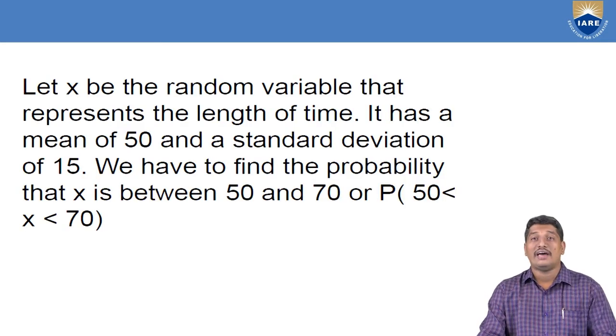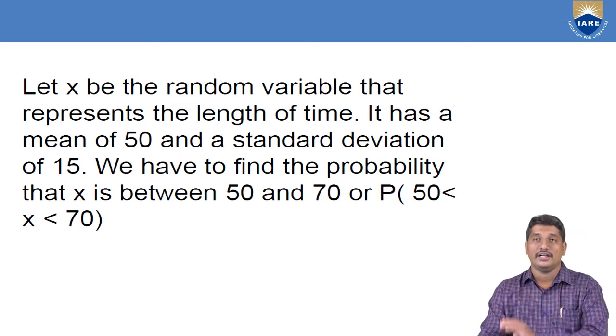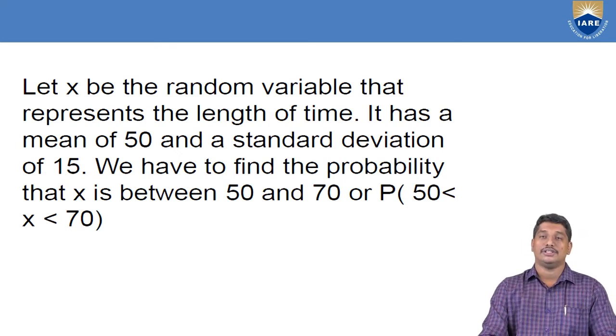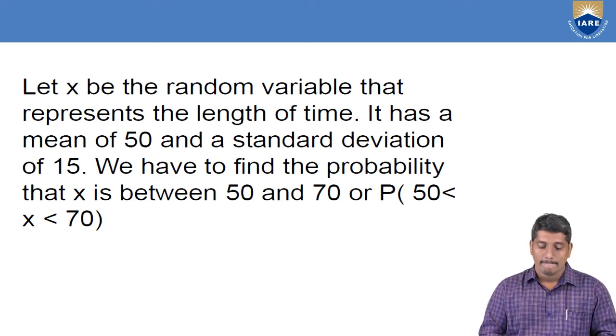So here we have a real-time problem. Let x be the random variable that represents the length of time. It has a mean of 50 minutes and a standard deviation of 15 minutes. We have to find the probability that x lies between 50 and 70. Let me explain it in a more precise way.